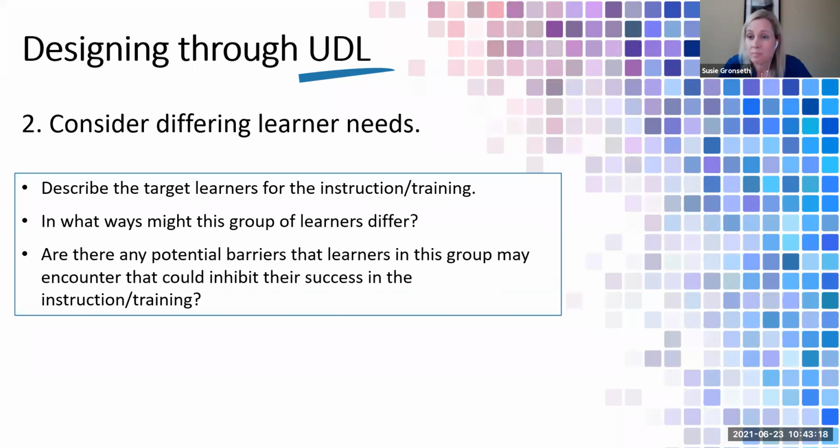The second step would be to really think through the differing learner needs. So, describing those target learners and how they might differ. We've had conversations even coming into this session about who is going to attend, and as people enroll, where are they coming from? What are they interested in? We put together that pre-survey of groups, right, so that we could understand what people's priorities are going to be. And then what barriers might they have? So how could we anticipate where we may need to incorporate variability?